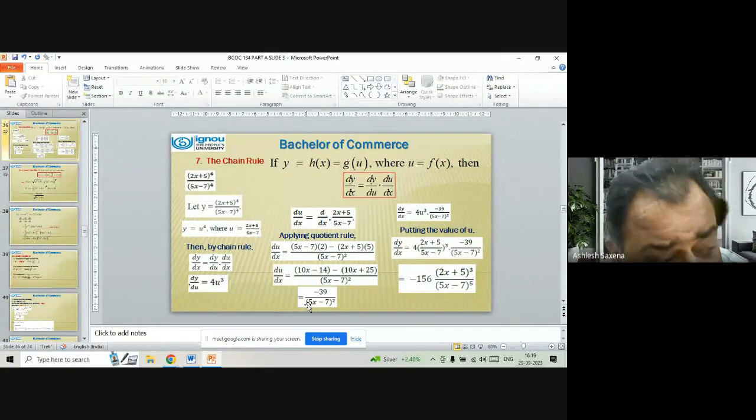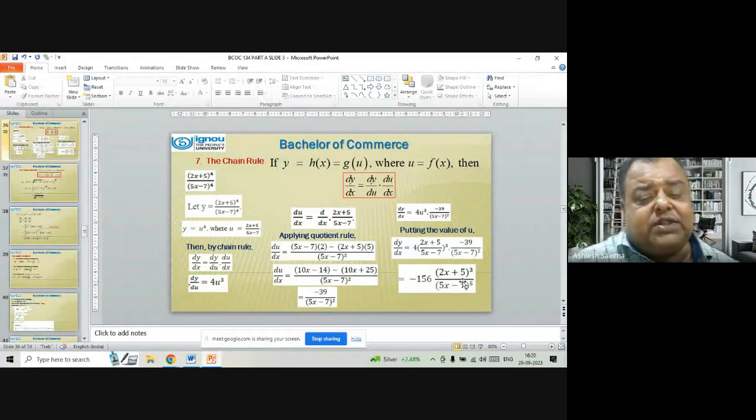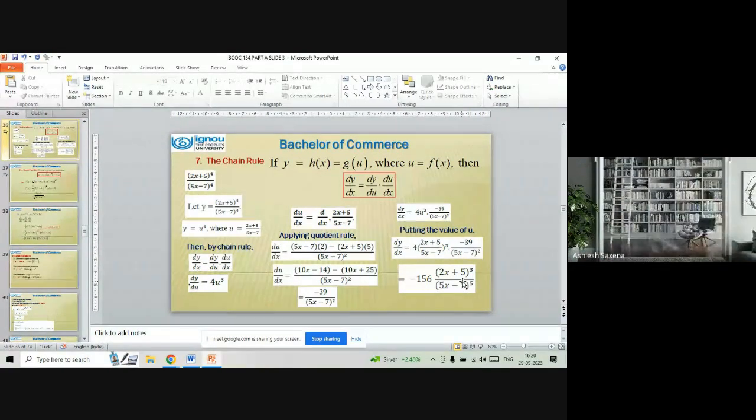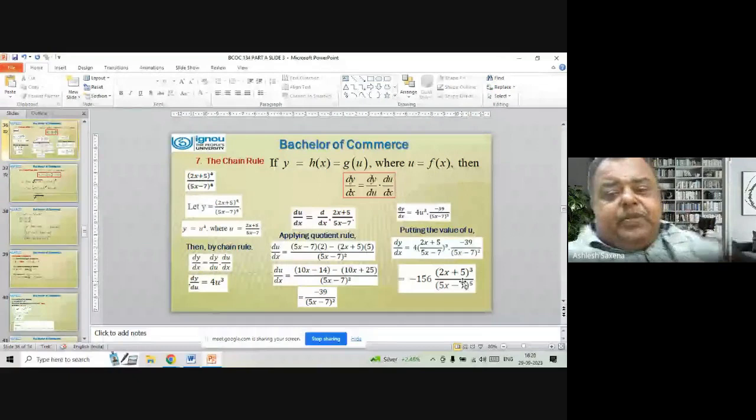Now you were supposed to calculate dy by dx. Dy by dx was dy by du into du by dx. So multiplying these two terms, you will be getting dy by dx equal to this term. Now you can see how chain rule is applied. We have to differentiate x till we reduce the power of x to 1.